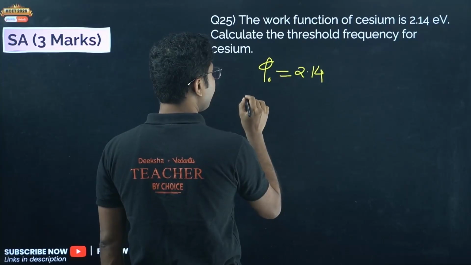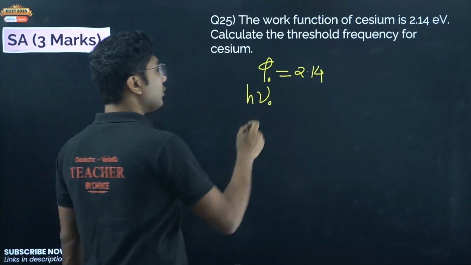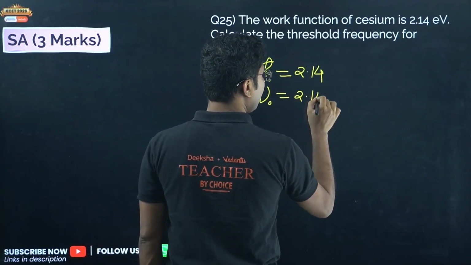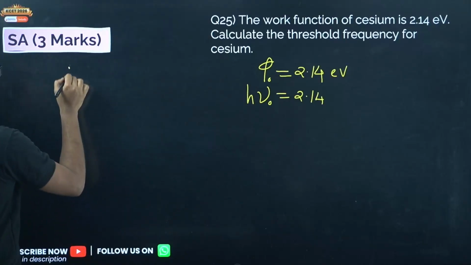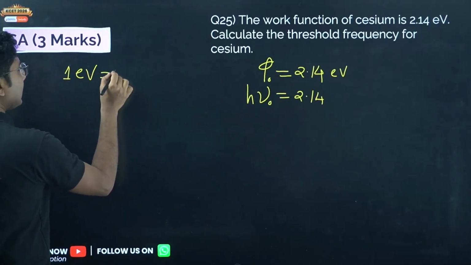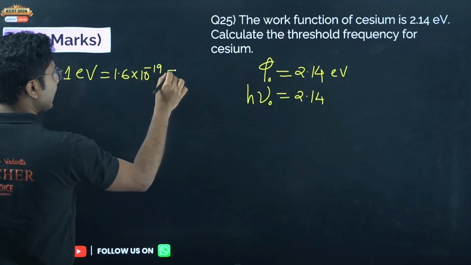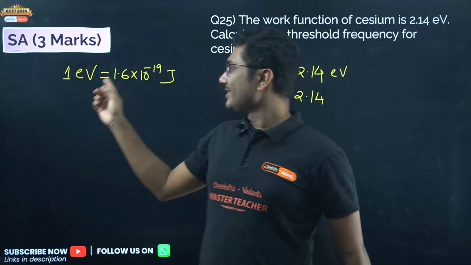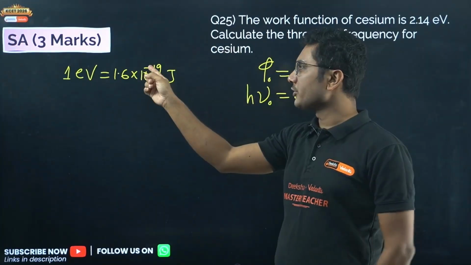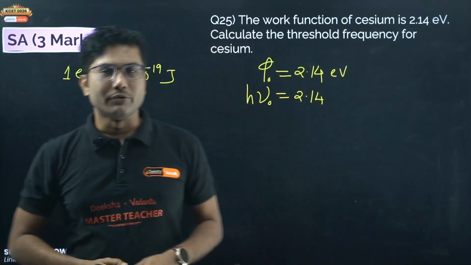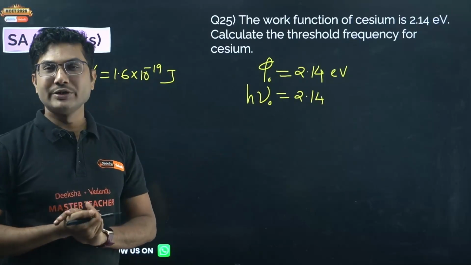So what is the relationship between threshold frequency and work function? This is simply h nu naught equals 2.14 eV. Now you have to convert eV to joules first. So 1 eV is basically 1.6 into 10 to the power of minus 19 joules. Anything familiar with this? This is the charge of an electron. If you multiply 1 volt with 1 charge of an electron, you get 1 electron volt. Because it saves us some space for smaller energies, we use eV.